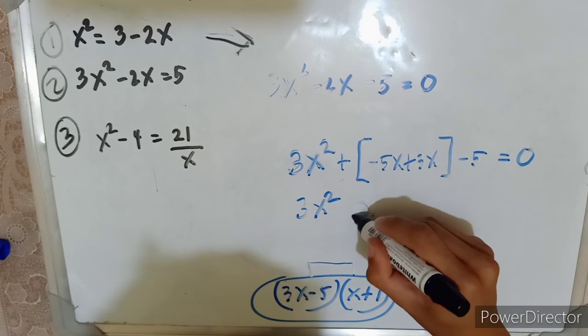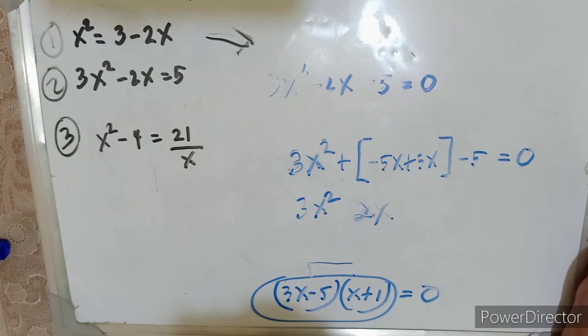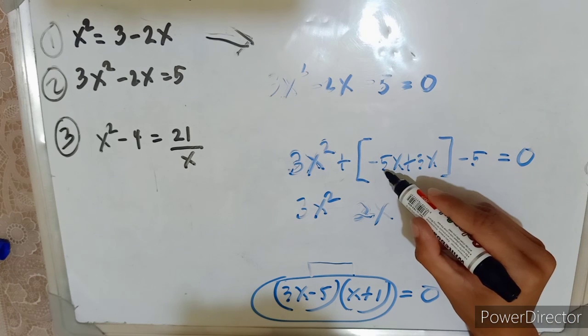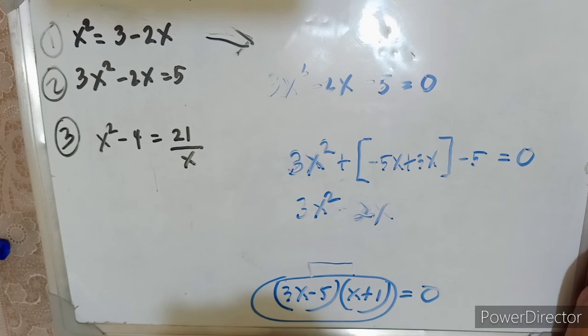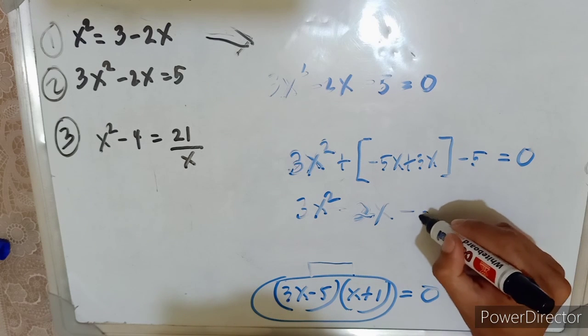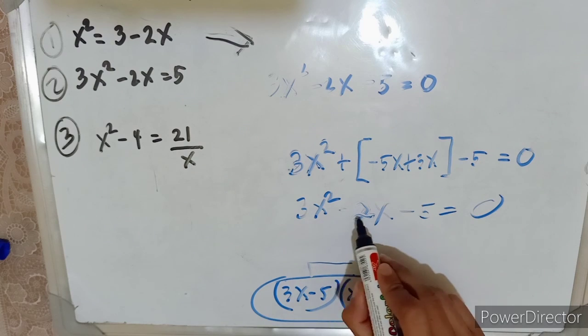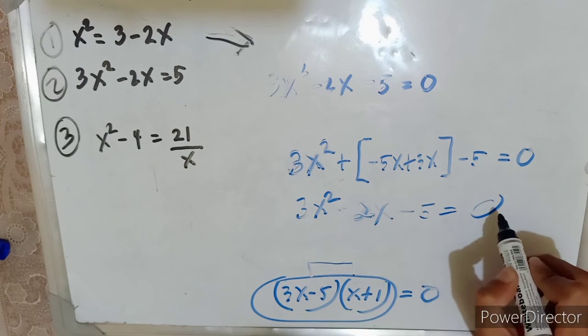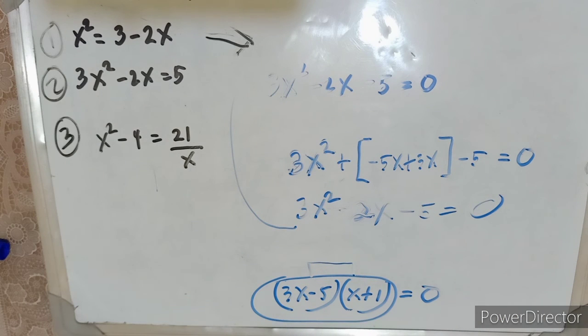ay nako, ayos talaga, that is 2x. So, 5 is higher than 3, therefore, the sign is minus. Okay? Okay, then minus 5 is equal to 0. Okay, so 3x squared minus 2x minus 5 equal to 0. Are they the same, guys? So, ibig sabihin, tama nga yung factors na kinuha ko.